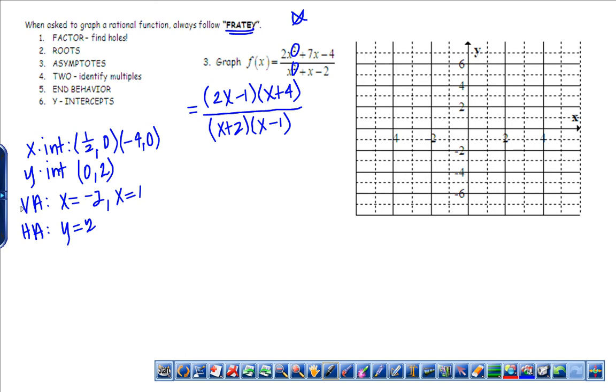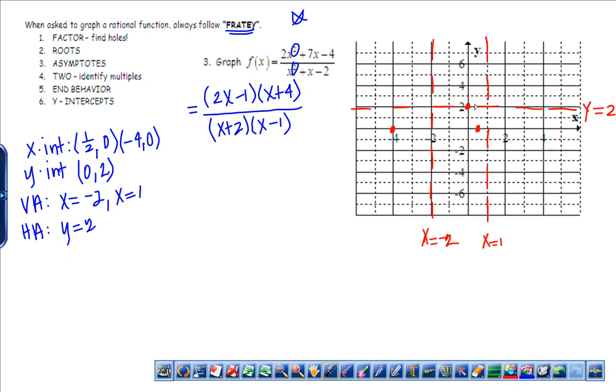So vertical asymptotes, remember up and down, so I have at -2 and at 1. My horizontal asymptote is at 2. My x-intercepts are at 1/2 and -4. Y-intercept of 0, 2. It looks like it's right on the line. Remember, you can cross horizontal or slants, but you cannot cross verticals. Okay, so I have everything set up now.